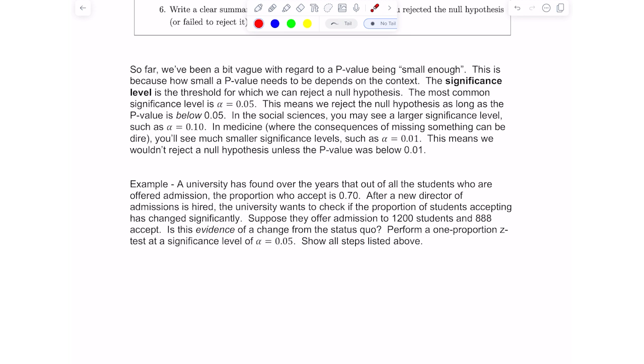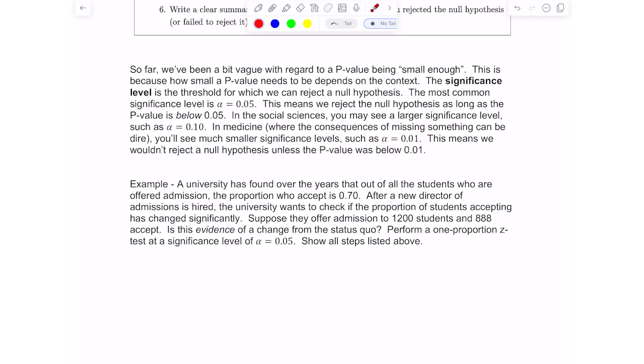Now, if you're in the social sciences, you may see a larger significance level, such as alpha equals 0.10. In medicine, where the consequences of missing something can be dire, you'll see much smaller significance levels, such as alpha equals 0.01. This means we wouldn't reject a null hypothesis unless the p-value is below 0.01. Same thing with engineering, like if you're looking at the wings of an airplane, you would want the alpha level to be really small.